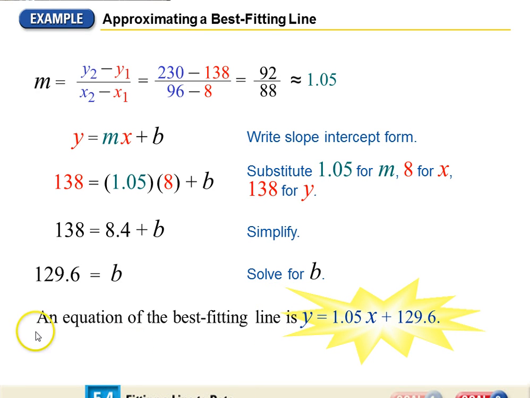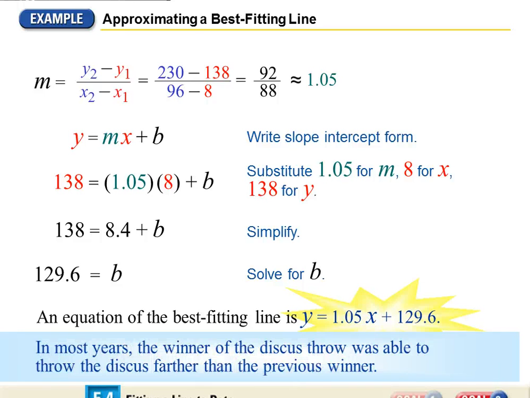Now we have all the information we need to write the equation. So the equation for the best fitting line that we drew is y equals 1.05x plus 129.6, because 1.05 was our slope, and 129.6 was the y-intercept that we found by plugging in the slope we found and one of the points that we were given that was on the line, which was 8, 138. So this is our equation for the best fitting line. Nothing different than what we've done before. The only difference here is that we've added a step where now you are drawing the line of best fit and then picking 2 points and finding the equation based on that.